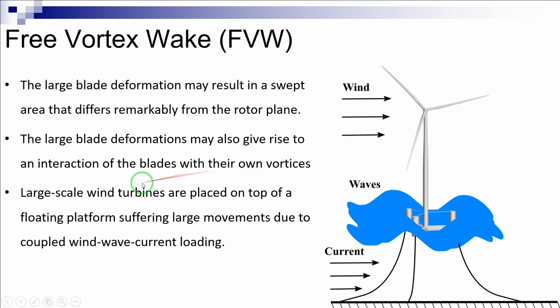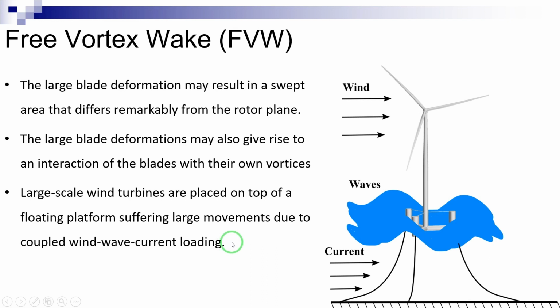The basic assumptions of the BEM method are further violated when these large-scale wind turbines are placed on top of a floating platform, suffering large movements due to coupled loading from wind, waves, and currents. The methods based on FVW, while remaining less computationally expensive than CFD, are capable of capturing these complex physics.